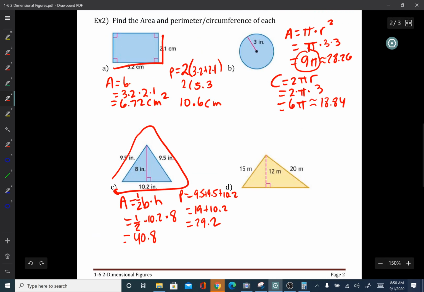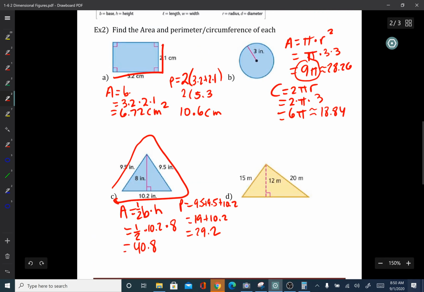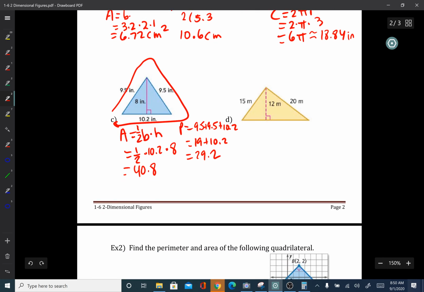And go back to the units real quick. For area, back at the circle, it would have been inches squared. For circumference, it would have been inches. For area on letter C, it would have been inches squared. And for perimeter, it would have just been inches. Okay?